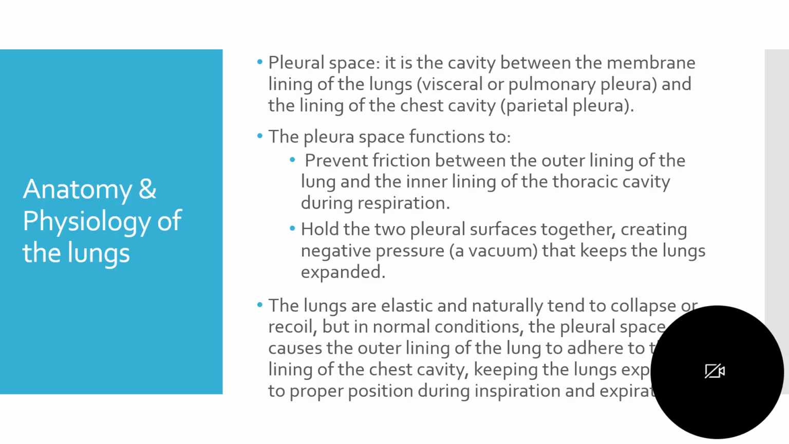The function of the pleural space is to prevent friction between the outer layers of the lung and the inner layer of the thoracic cavity during respiration. It also holds the two pleural surfaces together, creating a negative pressure or a vacuum that helps the person when the lungs are expanded.